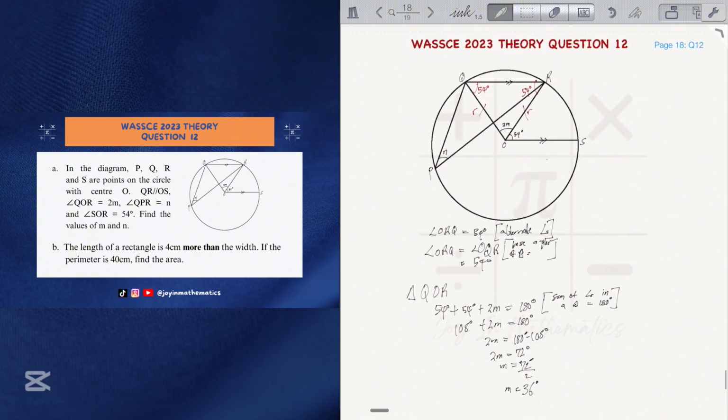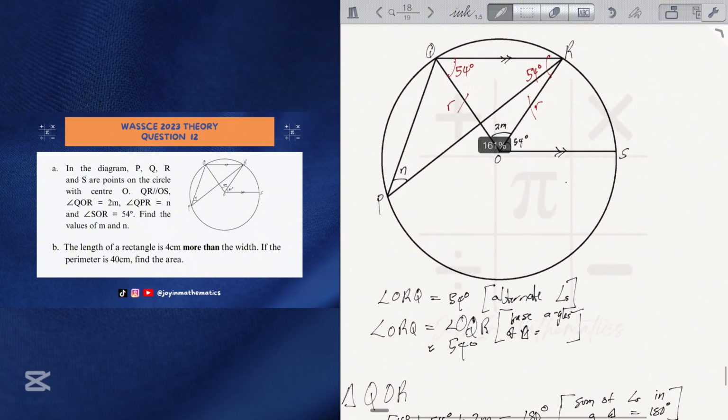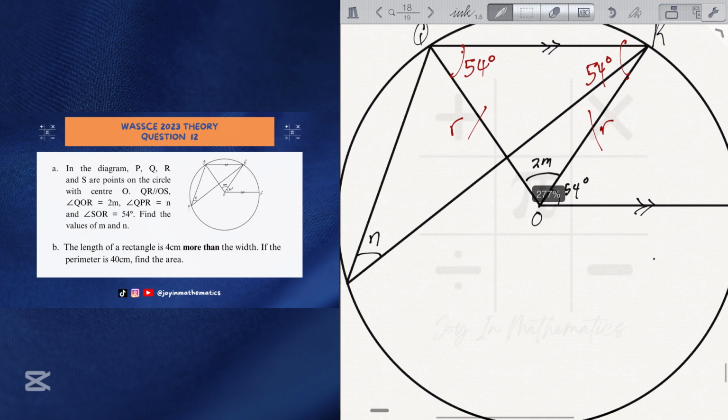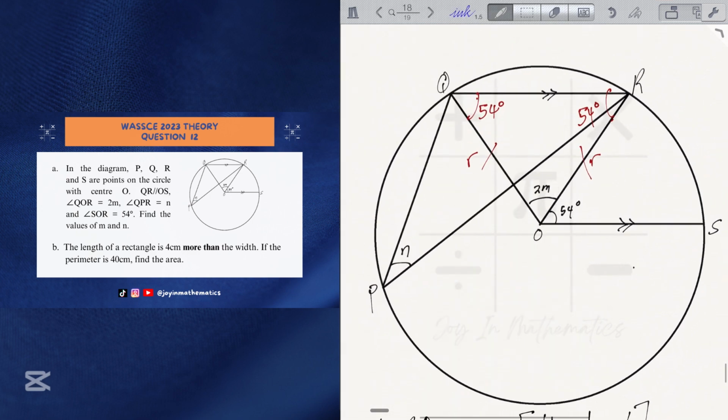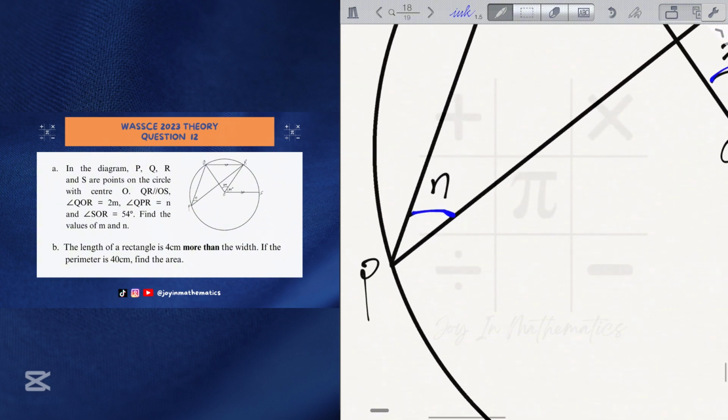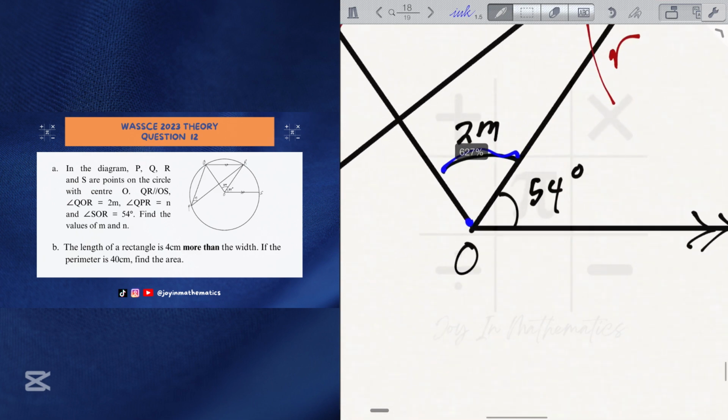Now let's go back to the diagram to evaluate the value of n. Now we will notice something. The arc QR, this arc, projects an angle to the center of 2m, and the same arc projects an angle to the circumference of n. So we'll call this angle at circumference and we'll call this angle at center.